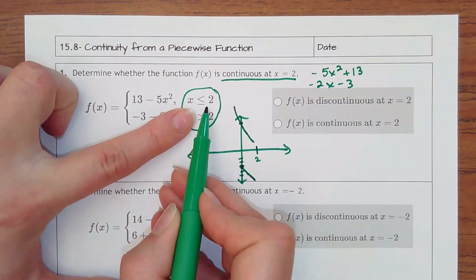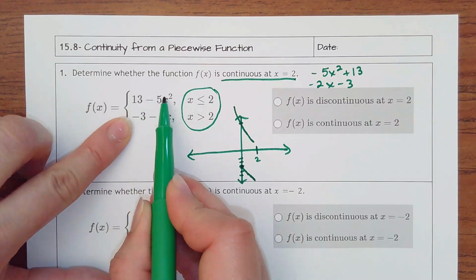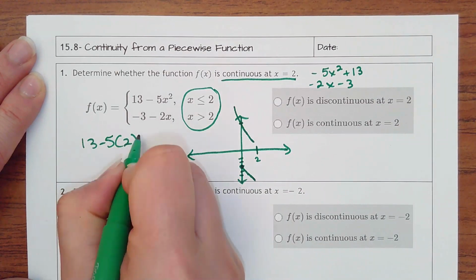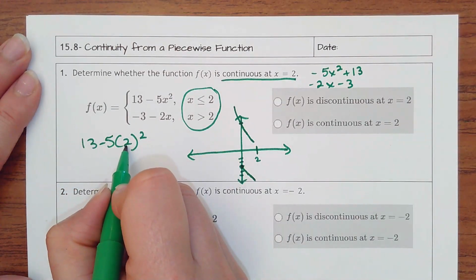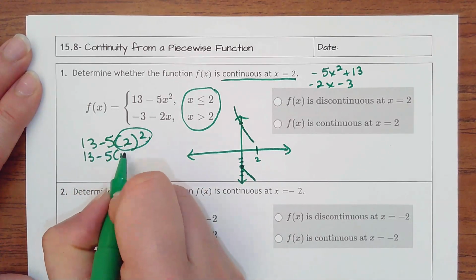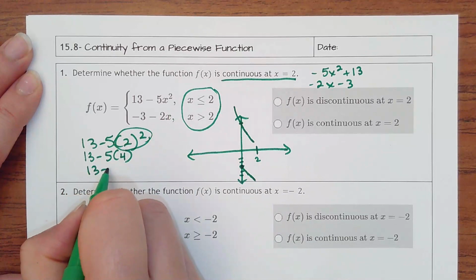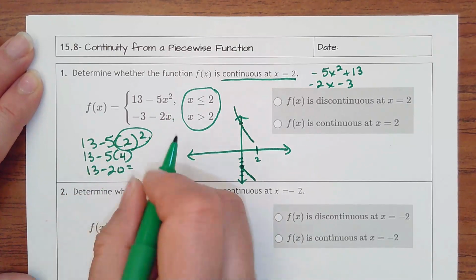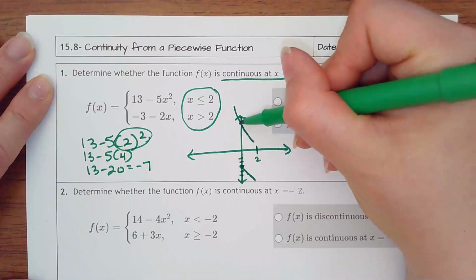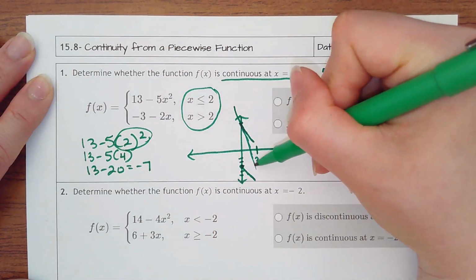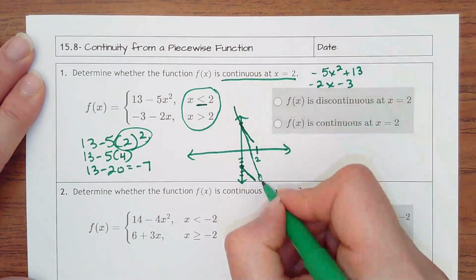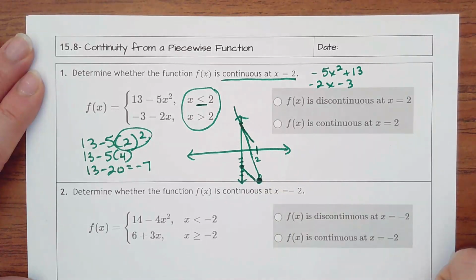So we need to see when x is 2, what is the y value of this piece? So we're going to have 13 minus 5 times 2 squared. Order of operations tells me to do 2 squared first, which is 4. So it'd be 13 minus 5 times 4. Multiplication tells me 5 times 4, which is 20. 13 minus 20, that is negative 7. So actually, the piece I drew here, this is not very accurate. This should be going way down here to negative 7. And it would actually be a closed circle because this is equal to. So it is possible that they meet.